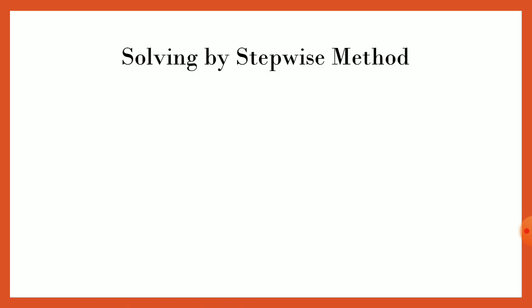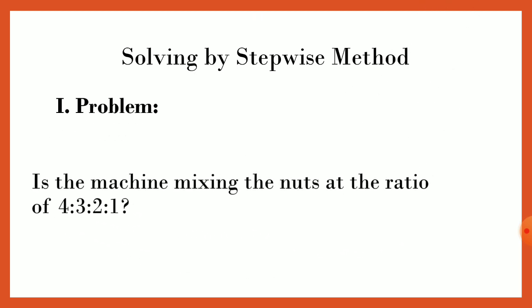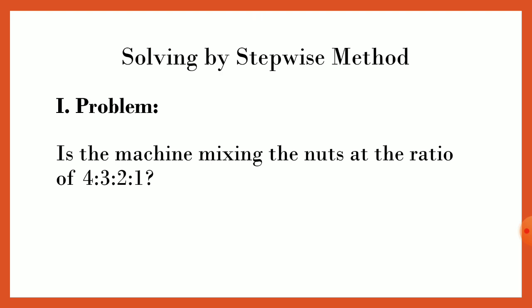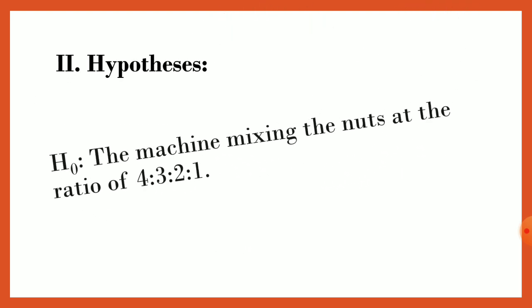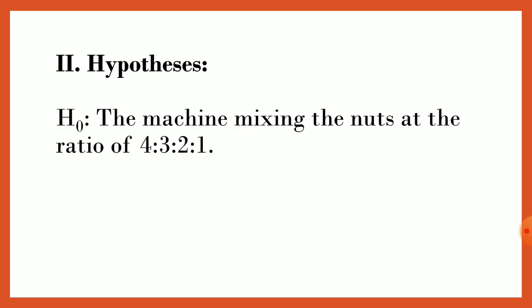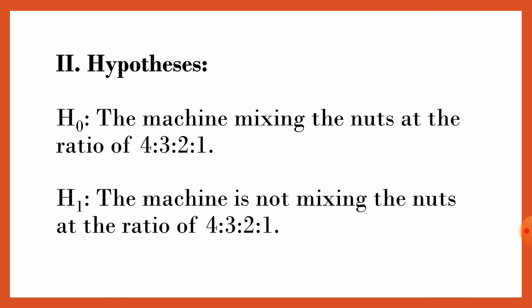Solving now by stepwise method. First is to identify the problem. Is the machine mixing the nuts at the ratio of 4:3:2:1? Then, formulate the hypothesis. First is the null hypothesis. The machine is mixing the nuts at the ratio of 4:3:2:1. Next is the alternative hypothesis. The machine is not mixing the nuts at the ratio of 4:3:2:1.